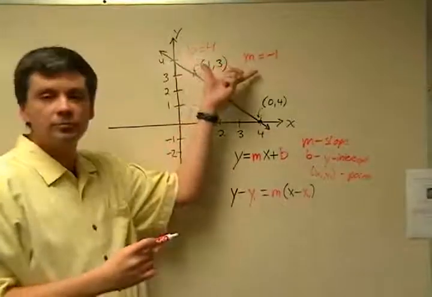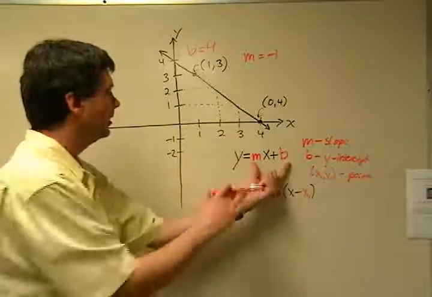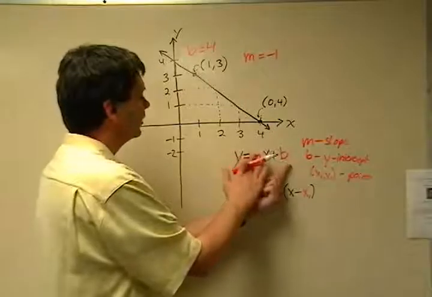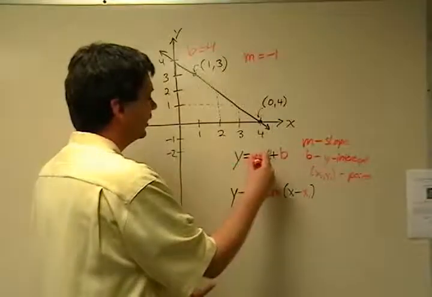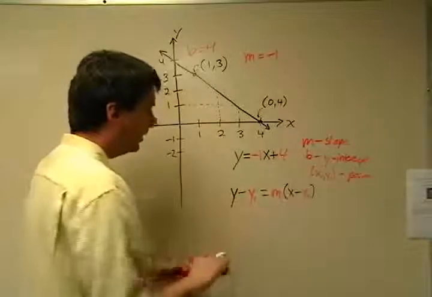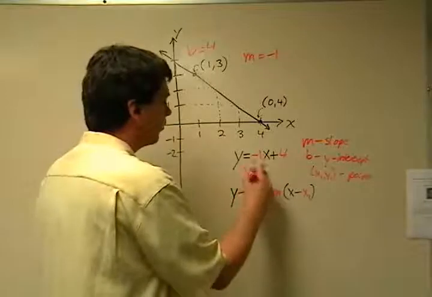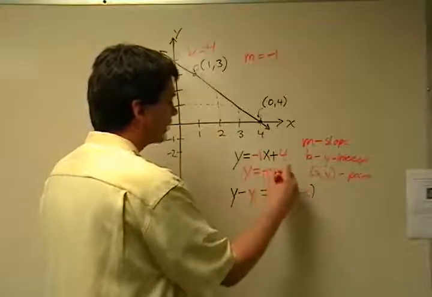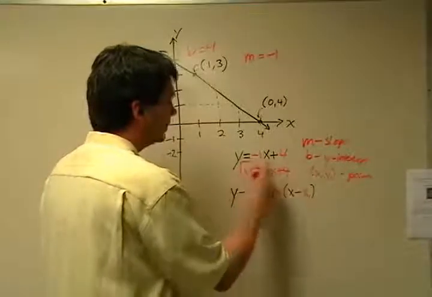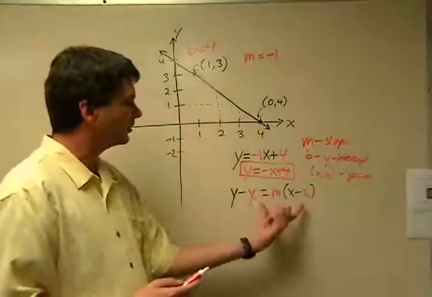And actually those two pieces are enough to fill in this equation right here. So the slope is -1. I'll put a -1 there. And the y-intercept is 4. And if I were to write this, I'm going to do this multiplication here. Y equals -x plus 4. So that's the answer. Let me show you that you can get the same answer using this formula.